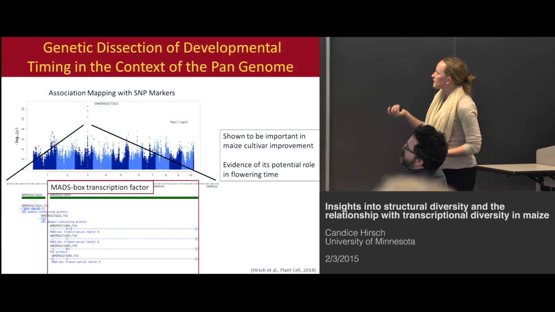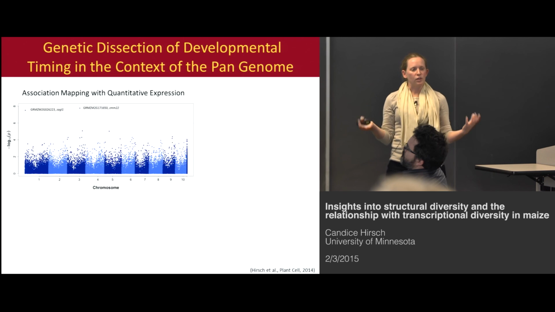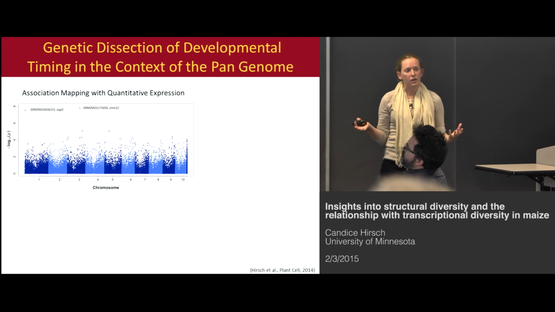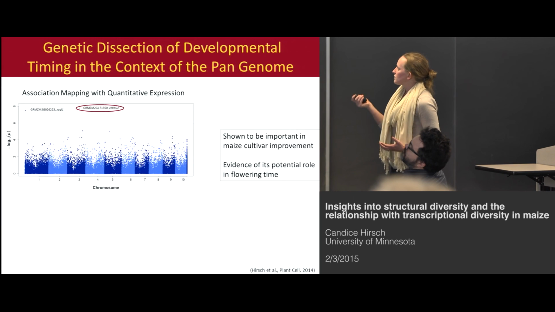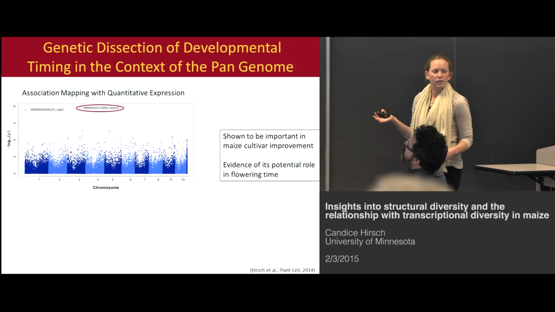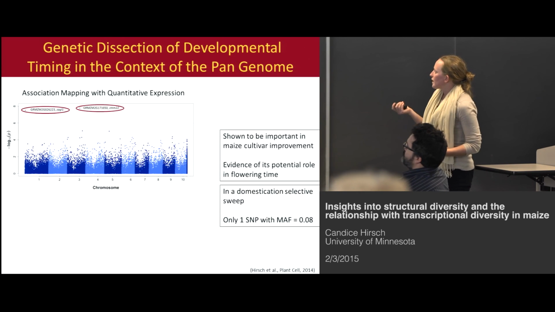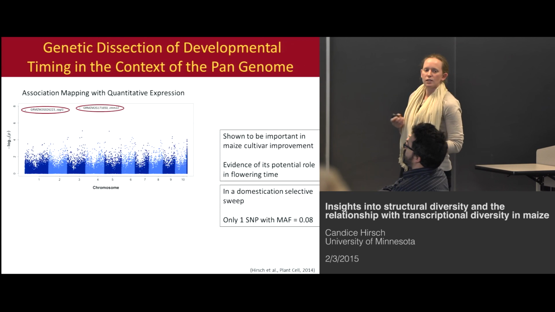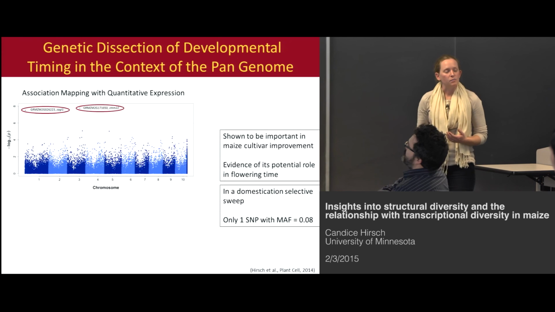This is not the exciting part. What's really exciting is when we move to actually doing association mapping with transcript abundance estimates as our marker instead of SNP markers. So we still found ZMM22 as being significantly associated. This is the one I just showed you on the previous slide. But we also find this new gene here as being associated with flowering time. And we did not previously find that to be associated based on SNP markers.